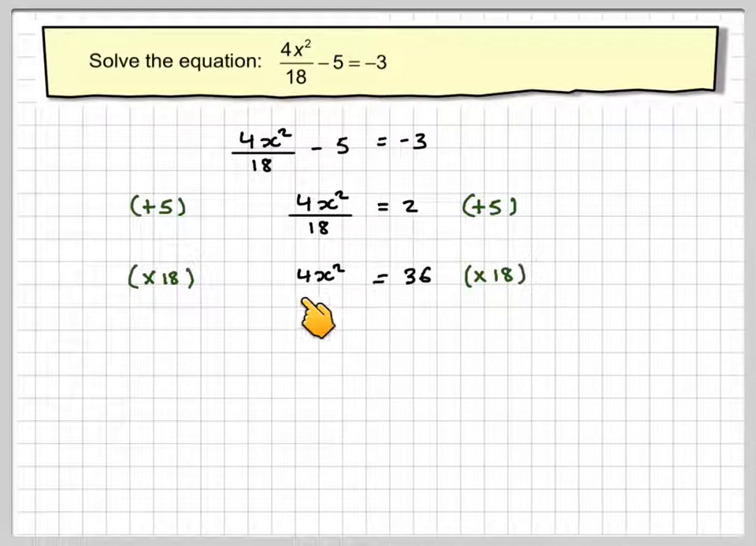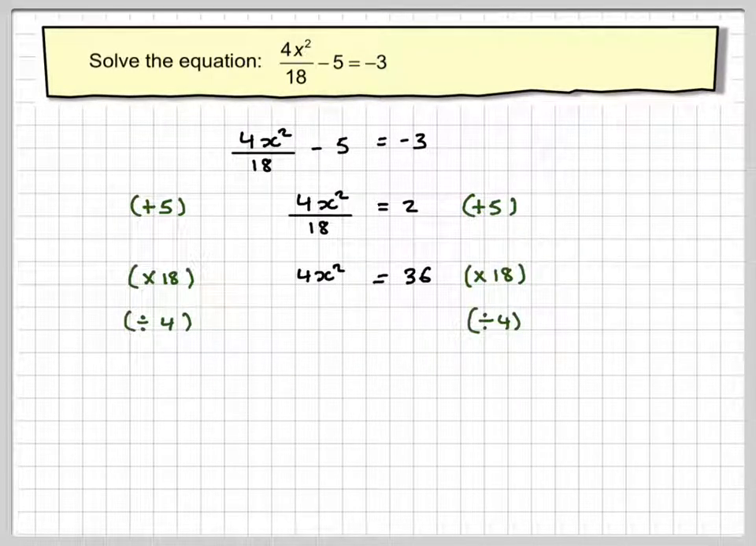So we've got 4 multiplying by x squared, and so we're going to divide by 4. So dividing both sides by 4, we're going to get that x squared is equal to 36 divided by 4, which is 9. So we've worked outwards and are working inwards towards the x. Now we've got x squared is equal to 9.